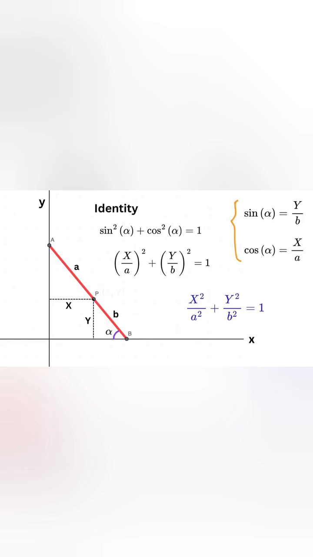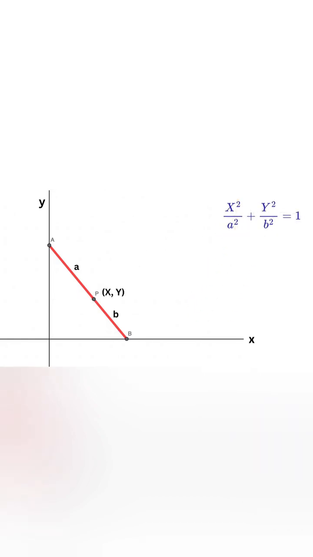And, folks, this relationship is the equation of the curve traced by point P, which is the equation of an ellipse. Now, if a and b are equal, we get this, which is the equation of a circle. This is why the curve looks like a quarter circle when a and b are equal, and like a stretched quarter ellipse when they are not.